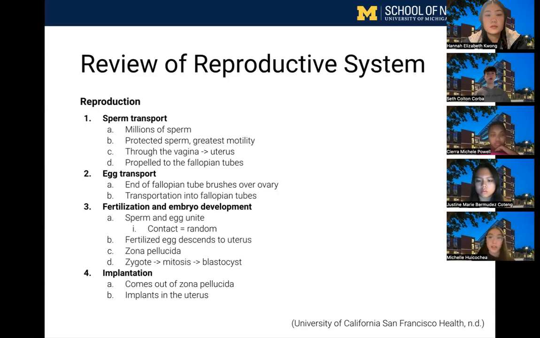Next, the last stage is implantation. Once the egg reaches the blastocyst stage, it comes out of its protective membrane, the zona pellucida, and it begins to implant into the uterus.